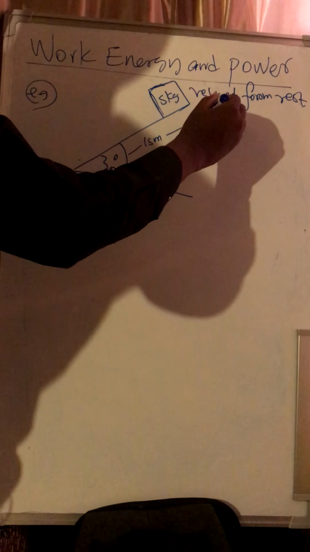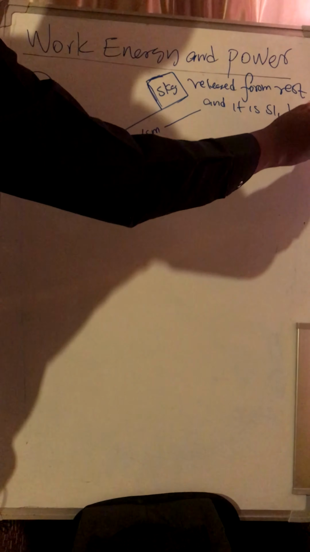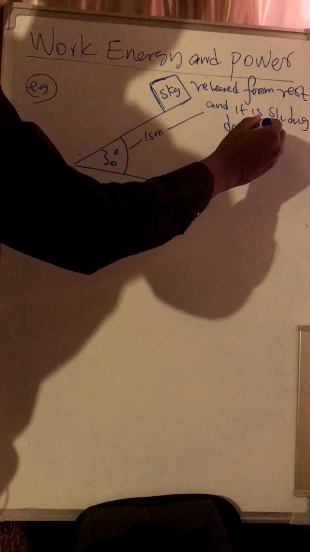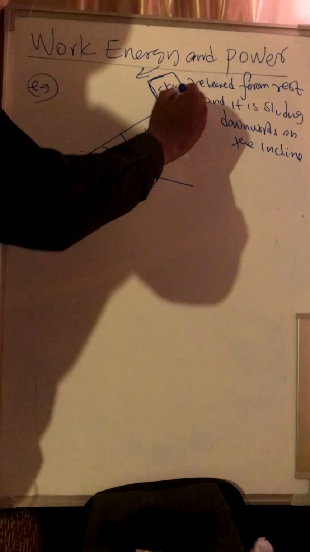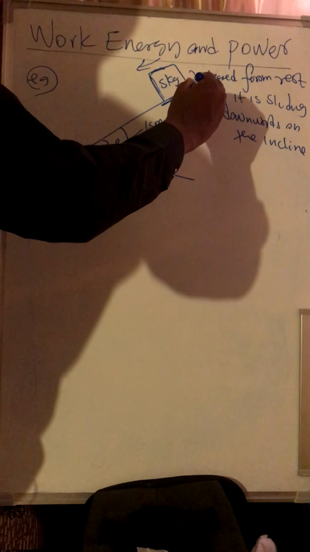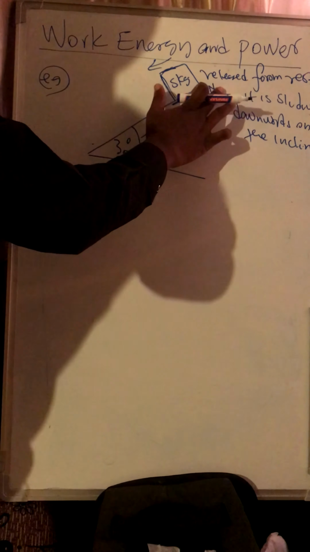It was released from rest. What does it do? It is sliding downwards on the incline. This is what is taking place. So the direction of this motion is downwards. Our kinetic friction, you remember it's here, is still the same. 10 Newton. Don't forget. It's 10 Newton.